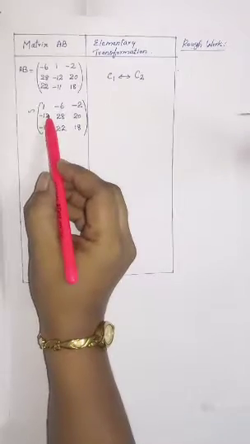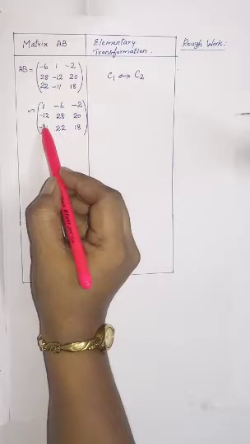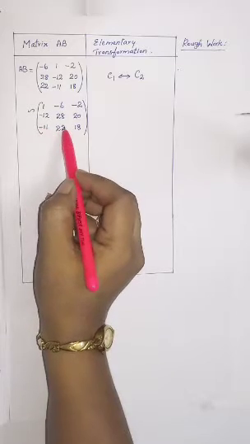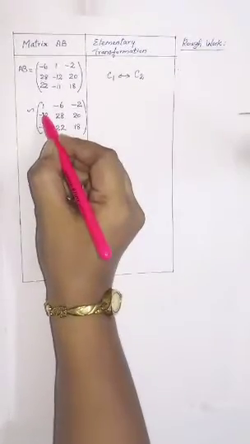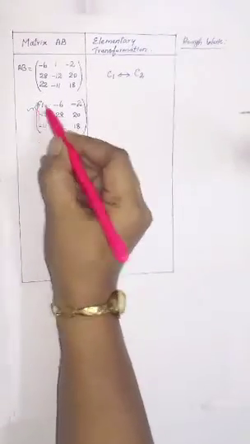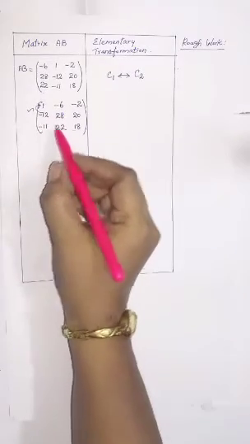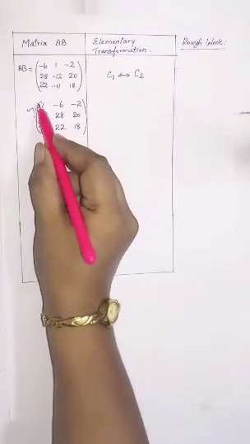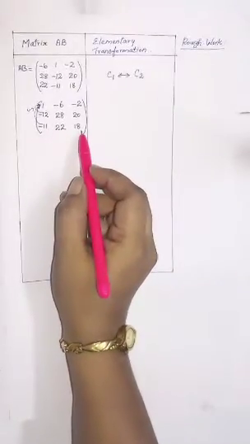So to get your echelon format, your second row first column element should become 0. Third row first column element should become 0. I've got minus 12. So this 12 has to be multiplied in row 1, then subtracted from row 2, you will get your answer 0 here. Same way 11 is this, that 11 has to be multiplied with row 1 and subtracted from row 3, you will get your answer, okay.